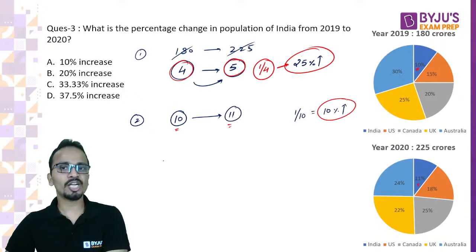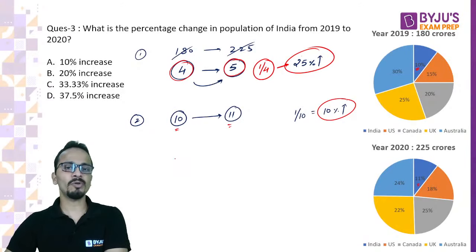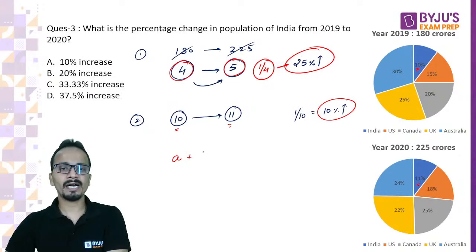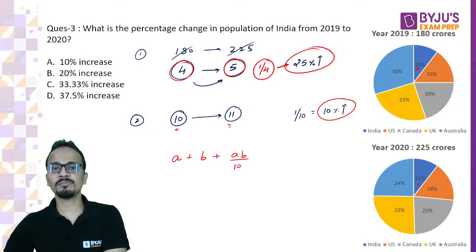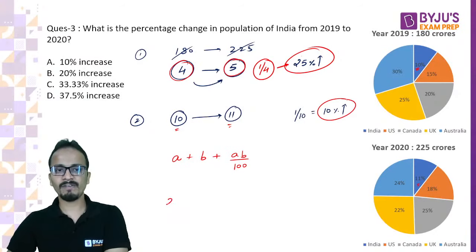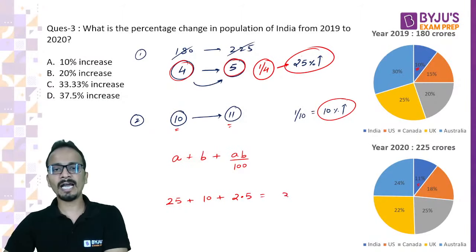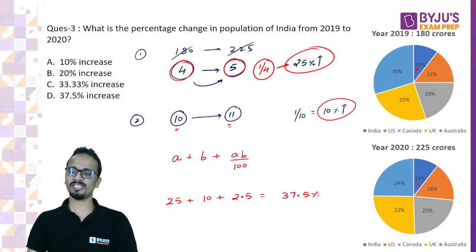So I can say that overall, the net percentage change in the population of India can be calculated by using this formula a plus b plus ab upon 100. The value of a is 25, the value of b is 10, a into b is 250, divided by 100 is 2.5, and your final answer is 37.5 percentage.